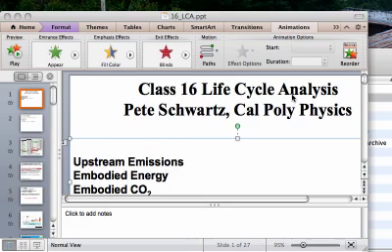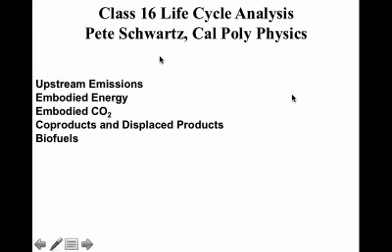What is life cycle analysis? Make sure that we know the meanings of upstream emissions, embodied energy, and embodied carbon dioxide, and know what co-products are or displaced products, and we're going to use biofuels as our example.